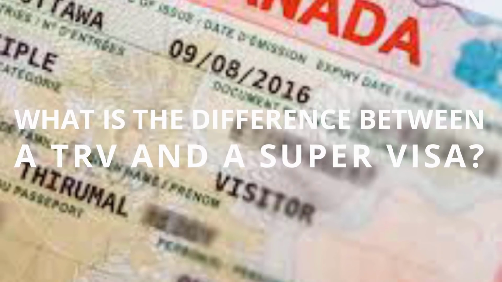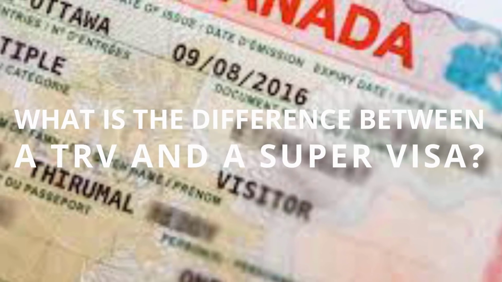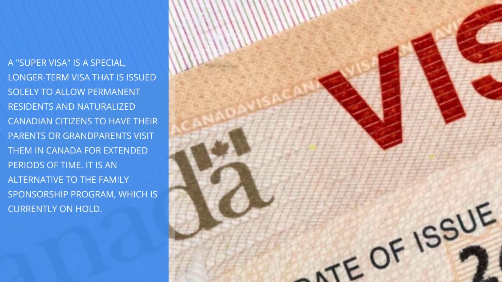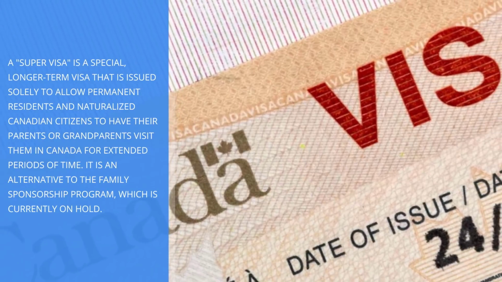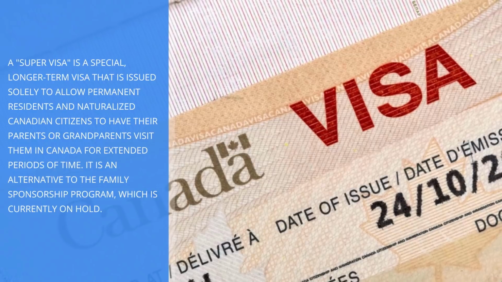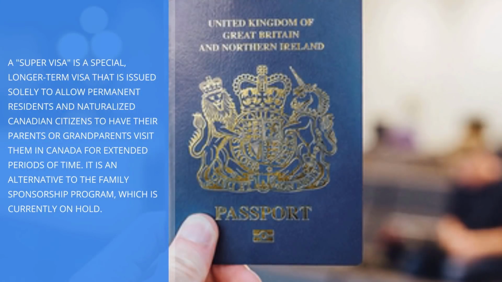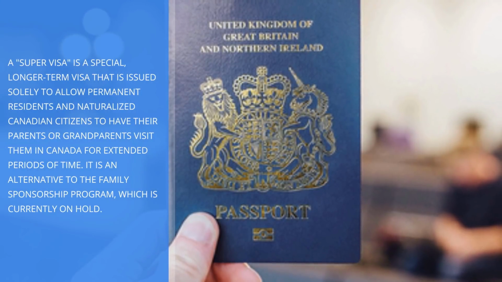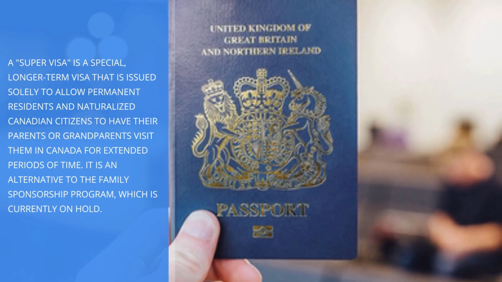What is the difference between a TRV and a super visa? A temporary resident visa, TRV, is the regular tourist or business travel visa issued to successful applicants from any country in the list. A super visa is a special longer-term visa that is issued solely to allow permanent residents and naturalized Canadian citizens to have their parents or grandparents visit them in Canada for extended periods of time.